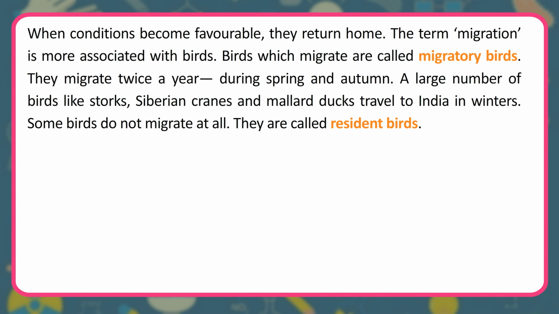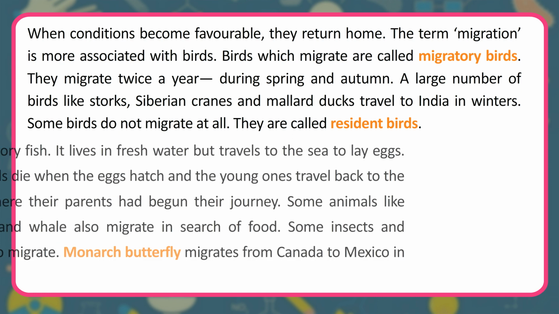The term migration is more associated with birds. Birds which migrate are called migratory birds. They migrate twice a year, during spring and autumn. A large number of birds like storks, Siberian cranes and mallard ducks travel to India in winters. Some birds do not migrate at all. They are called resident birds.